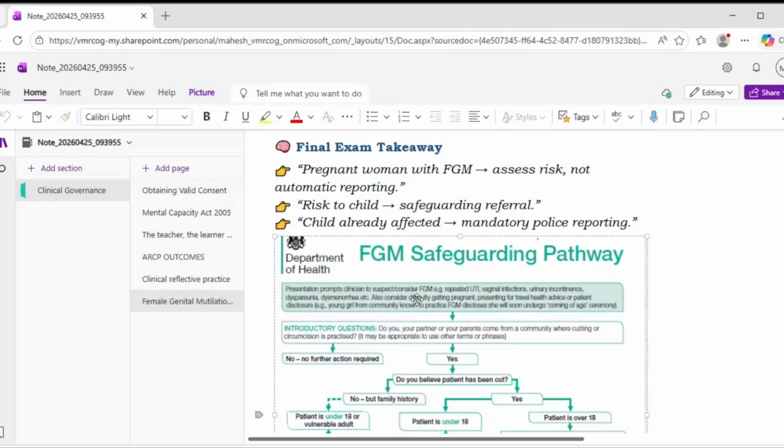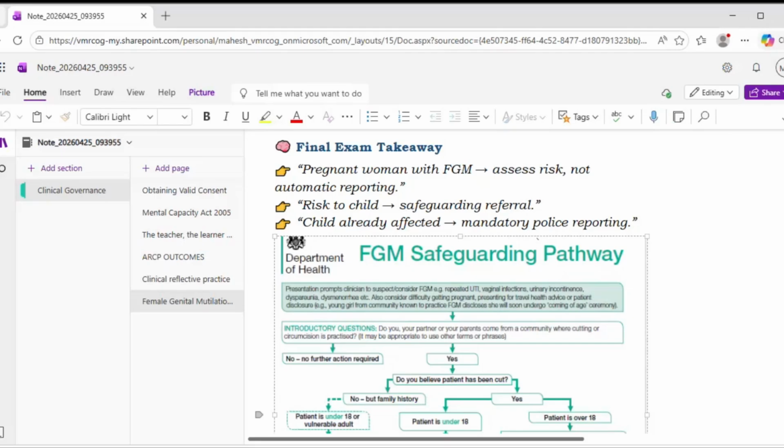The presentation prompts the clinician to suspect or consider FGM. So which are these conditions? When the patient presents with repeated urinary tract infections, vaginal infections, urinary incontinence, dyspareunia or dysmenorrhea. These are the complaints where we should suspect or consider that there is likely to be FGM.